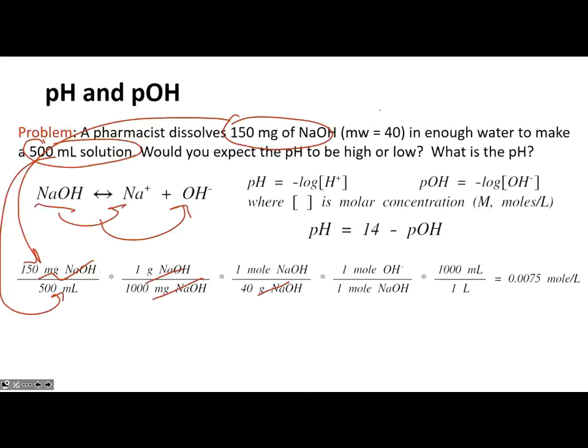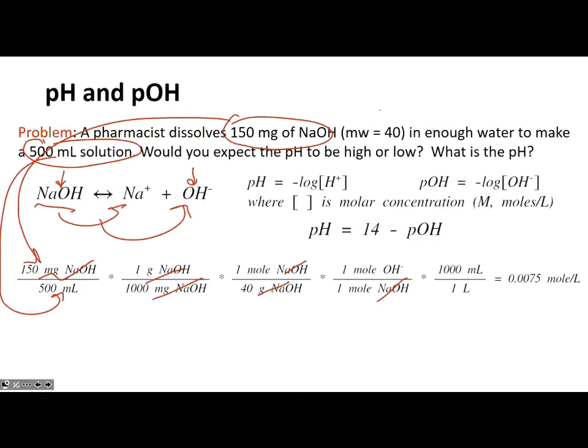Everyone okay so far? Then to convert to hydroxide, the only trick is you've got to look at this formula up here. If I have one of these, how many of these do I get? 1 to 1, right? I get 1 hydroxide for every 1 sodium hydroxide. So I can multiply by 1 mole of OH for every 1 mole of sodium hydroxide. That way sodium hydroxide cancels, and I'm in moles of hydroxide. So far so good?